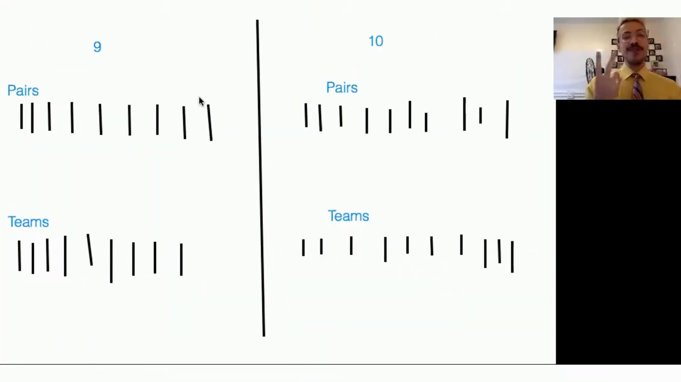So now I have two numbers. I have 9 and I have 10. And what I'm going to do is I'm going to take the two numbers and I'm going to split them into pairs, and I'm going to split them into teams, and let's see what happens. So I have 9. Remembering pairs are groups of 2, dancers, shoes, partners. So let's put 9 into groups of 2.